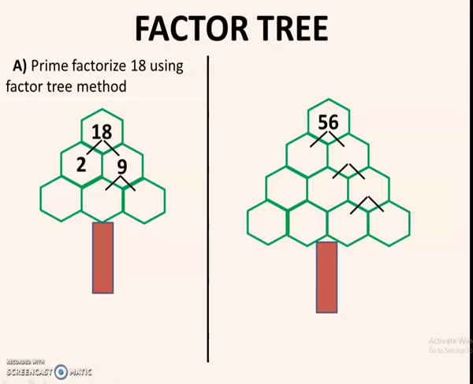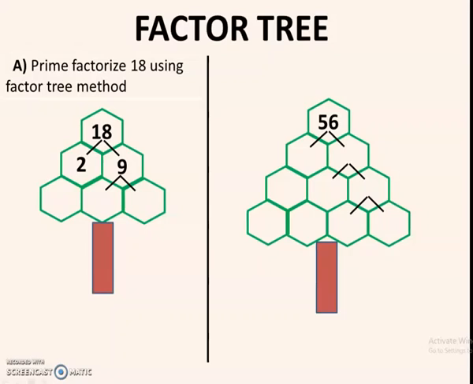Now remember, children, the method is prime factorization using factor tree method. So whenever you get a prime number, you don't have to factorize it again. Like here, 2 is a prime number, so we will not factorize it anymore. We have got a prime number here. But is 9 a prime number? No, it isn't. You all know that. It is not a prime number.